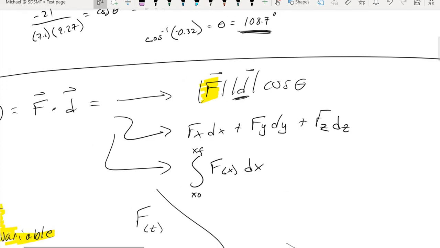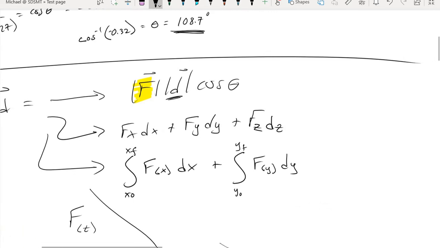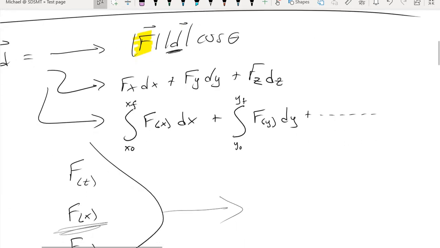What if your force is acting in more than one direction? Well, in that case, then you can add how that force is behaving in those other directions. So if you know how your function is changing with respect to x, then you can find out how much work your function does. If you know how your function is changing with respect to y, then you can find out how much work it does in the y and the z. And because work is a scalar quantity, we can add the expressions together.